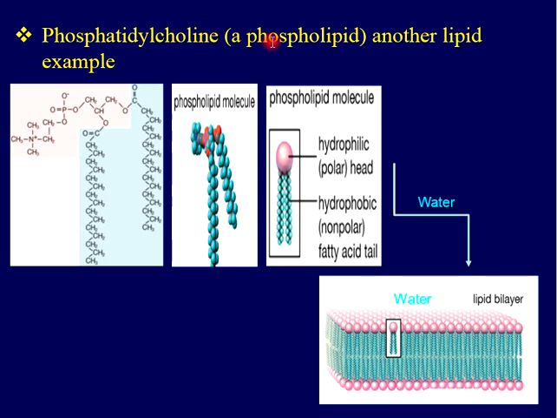phosphatidylcholine, an example of a phospholipid, another lipid example. This is phosphatidylcholine. This is the polar head group, the pink color. This is the hydrophobic term. The three-dimensional structure is written this way: polar head group, the hydrophobic tail. In water solution, the hydrophilic polar head group and the hydrophobic non-polar tail. This structure is written in the following form.